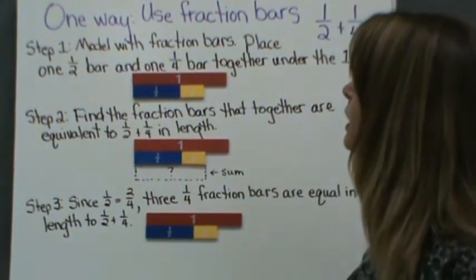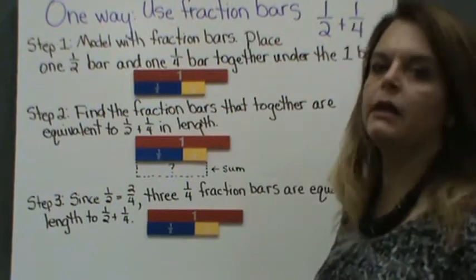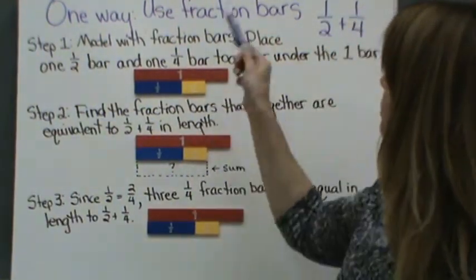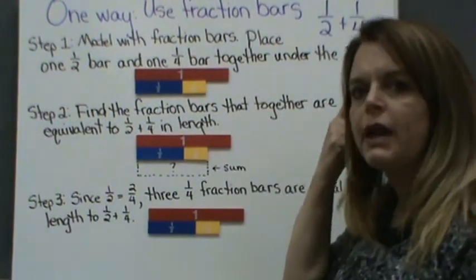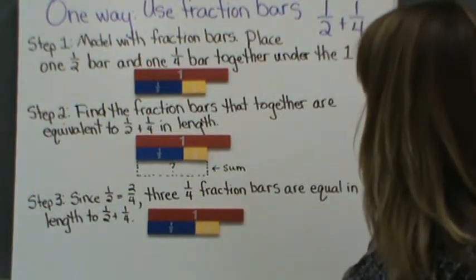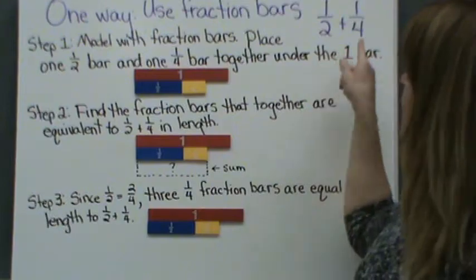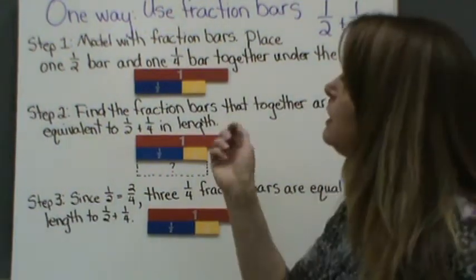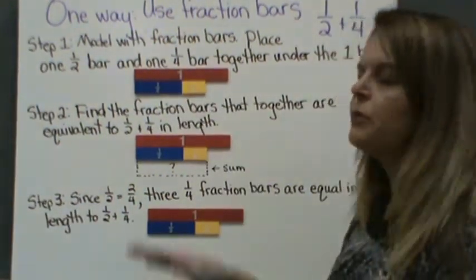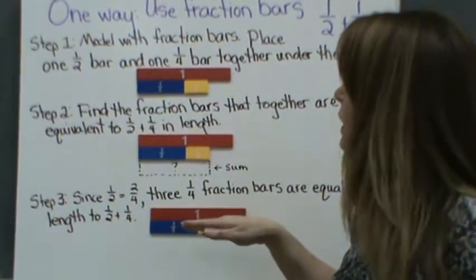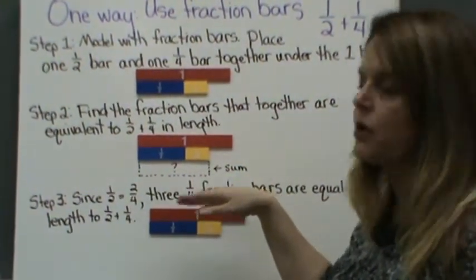So here's one way to add unlike fractions. One way is to use your fraction bars, and you should have these at home with you. And the example that we're going to work with is 1/2 plus 1/4. There's three easy steps to adding fractions with unlike denominators when we use the fraction bars.